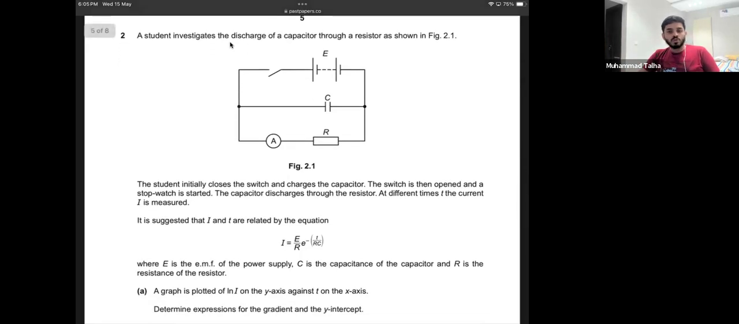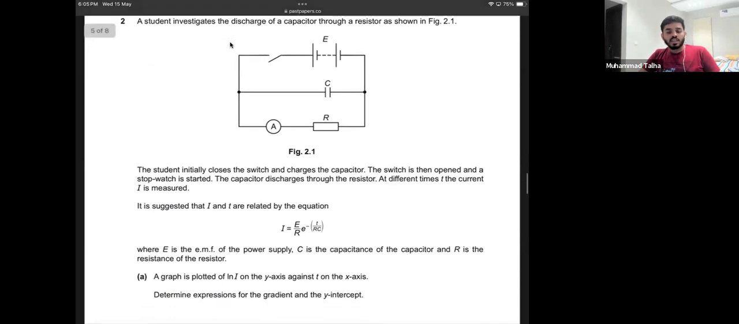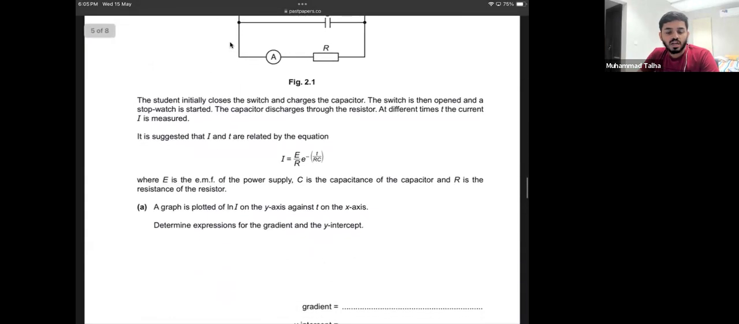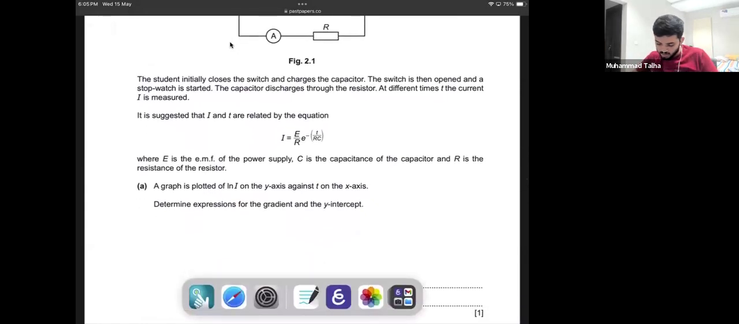So question number 2: a student investigates the discharge of a capacitor through a resistor as shown in 2.1. The student initially closes the switch, charging the capacitor. The switch is then opened and a stopwatch is started. The capacitor discharges through the resistor. At different times t, the current I is measured. It is suggested that I and t are related by this equation, and then this equation is given to us.